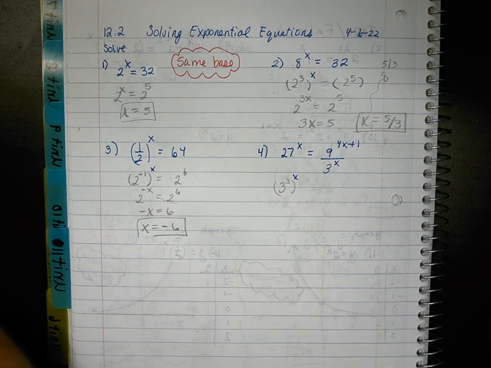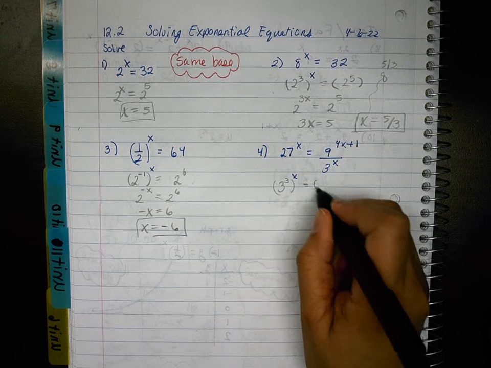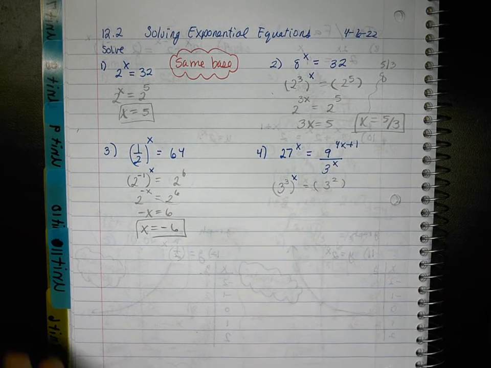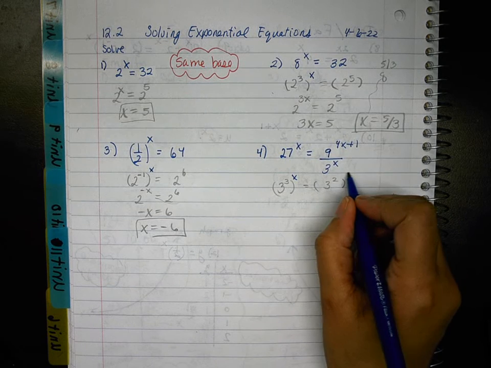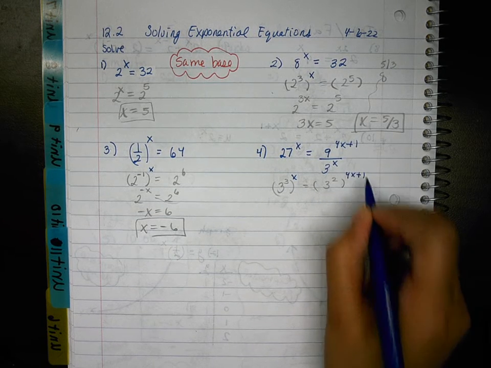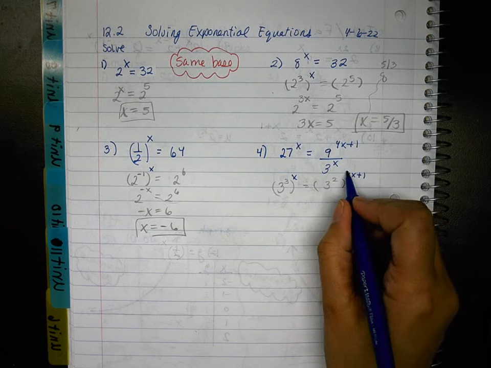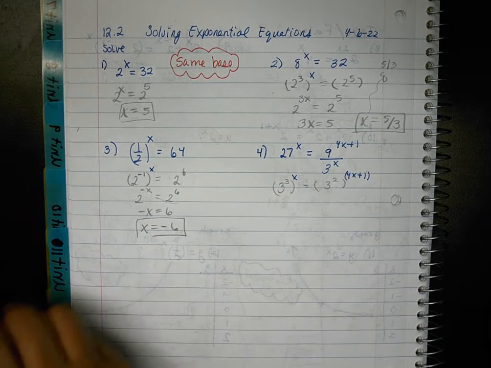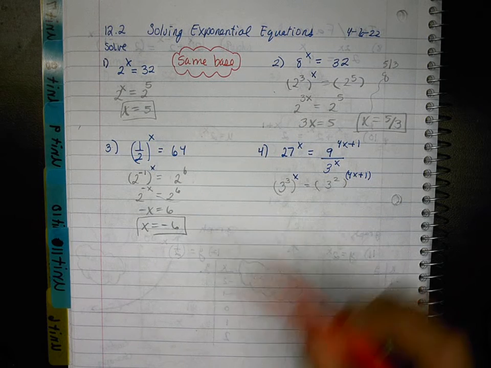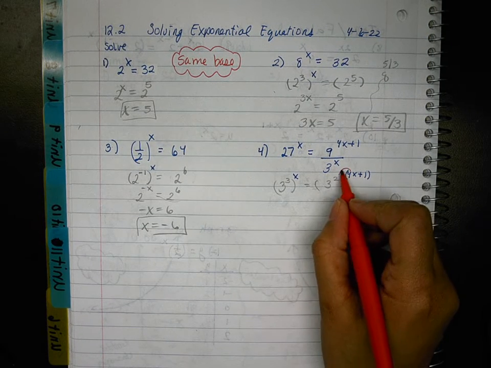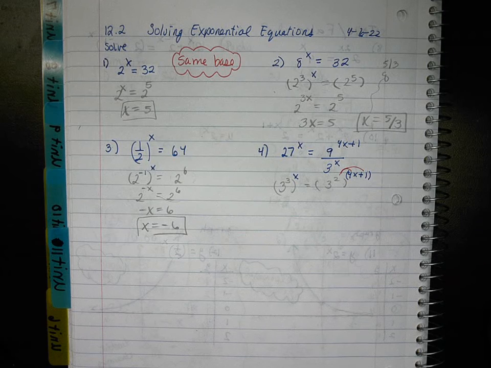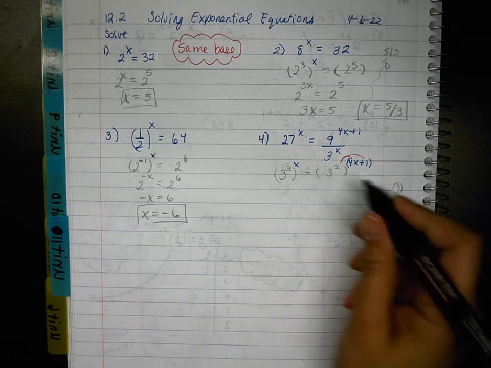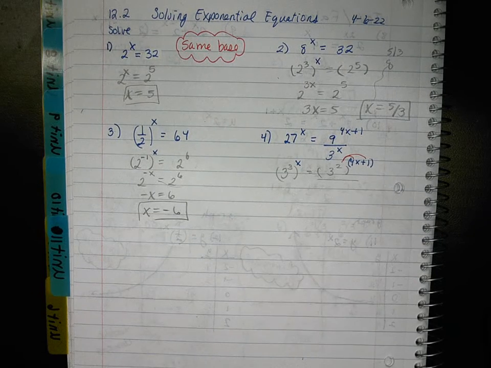Equals, I'm going to change 9 to a 3 to the what power? 2nd. And the power of 4x plus 1 is still there. I'm going to put that in parentheses. And when I multiply, what math word am I looking for? What am I going to do here when I do multiply? Distribute. Later, but when I do, I'm going to distribute. And then in the denominator, that's just going to stay 3 to the x.